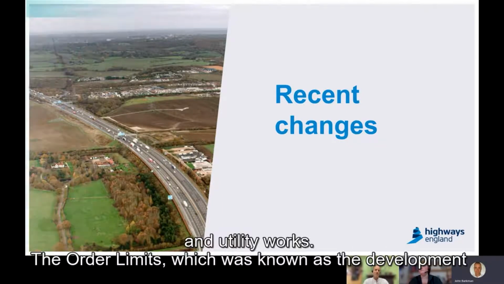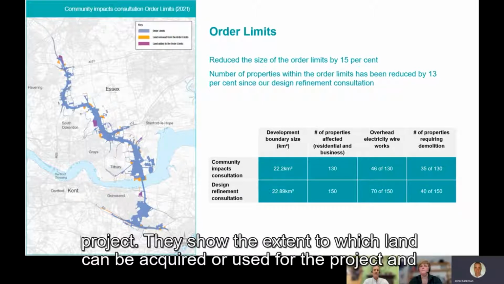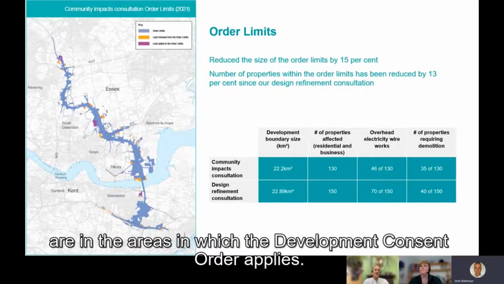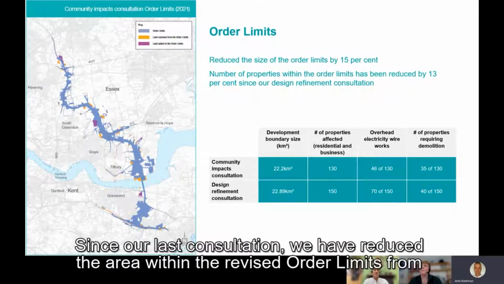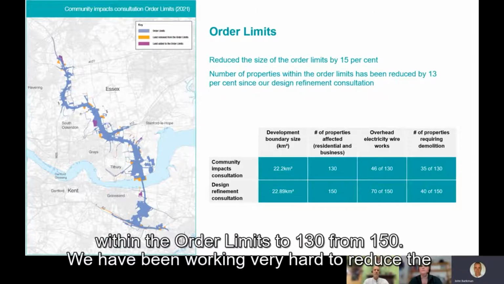The order limits, which were known as the development boundary in previous consultations, are the outermost edges of the Lower Thames Crossing project. They show the extent to which land can be acquired or used for the project and are the areas in which the development consent order applies. Since our last consultation, we've reduced the area within the revised order limits from 22.9 to 22.2 square kilometers. We've also reduced the number of properties within the order limits to 130 from 150.